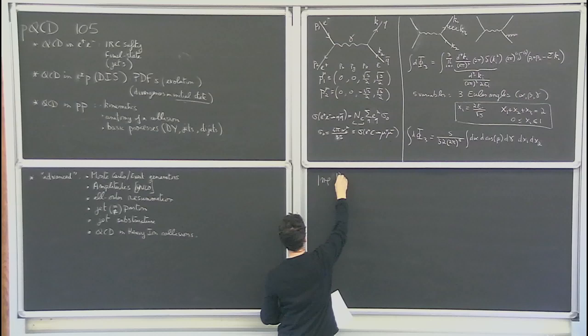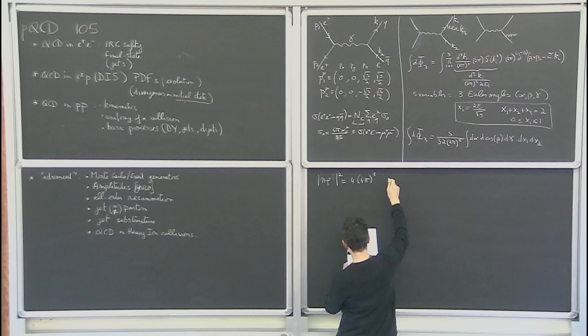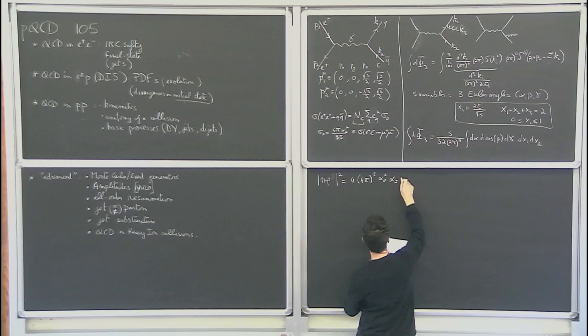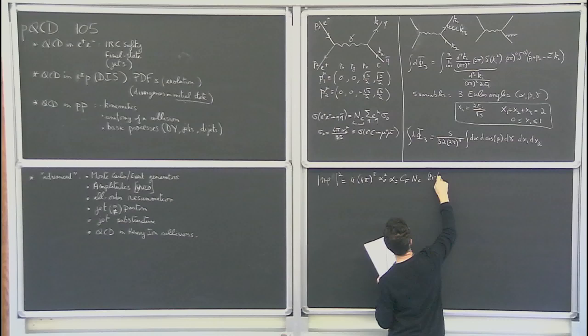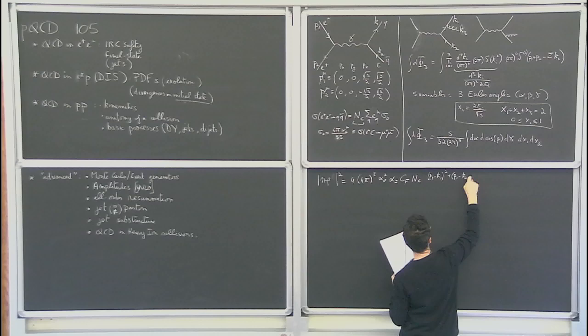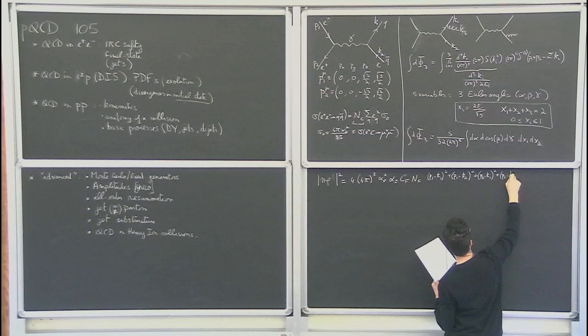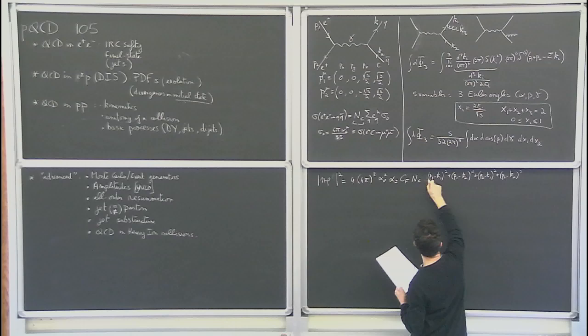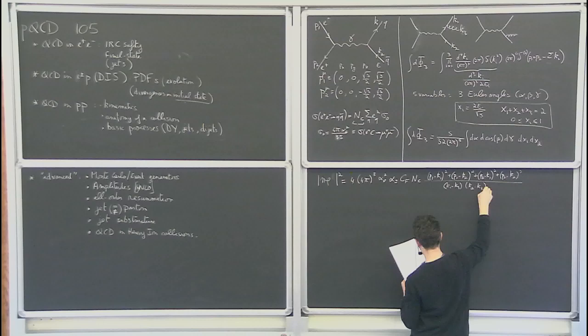Is, again, some numbers. There's a 4, there's a 4 pi cube. There's an alpha electromagnetic squared. There's an alpha S, there's a CF and NC, constants I'll discuss in a second, and then there's a kinematic bit, which is P1.K1 squared plus P1.K2 squared plus P2.K1 squared plus P2.K2 squared. These are all scalar products or dot products divided by k1, k2, k3.